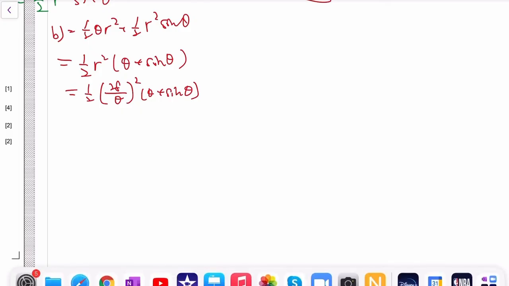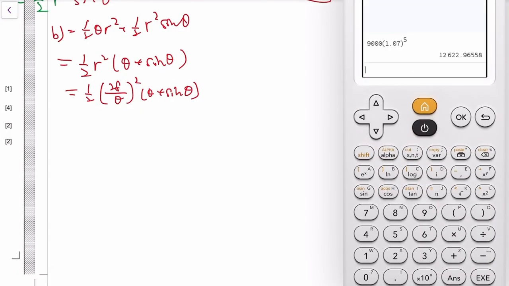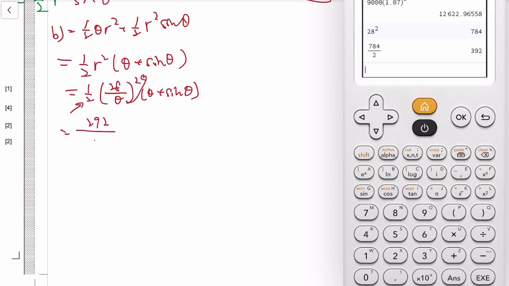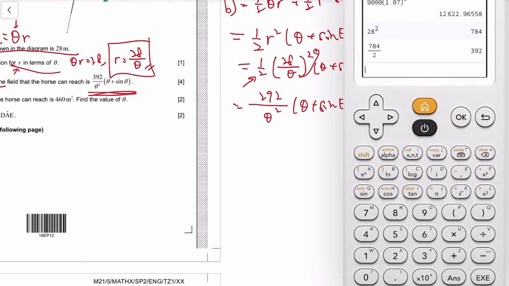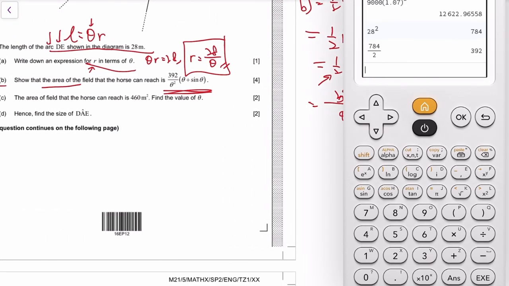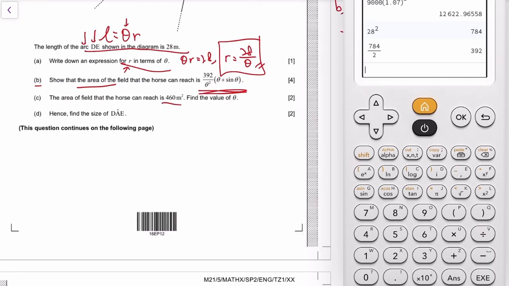So 28 squared is what? So 28 squared, and then there's a half, so we divide by 2, so it's 392 over theta, also squared, theta squared, like this. Okay, that's what they want, right? I mean, it's 392, yeah, I copied it wrong. Turns out the area is actually 460, so what's theta?